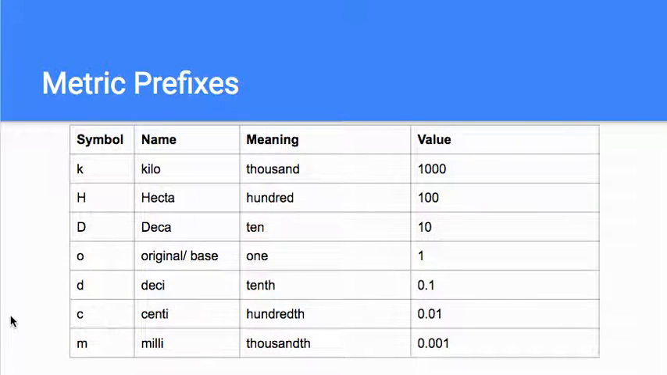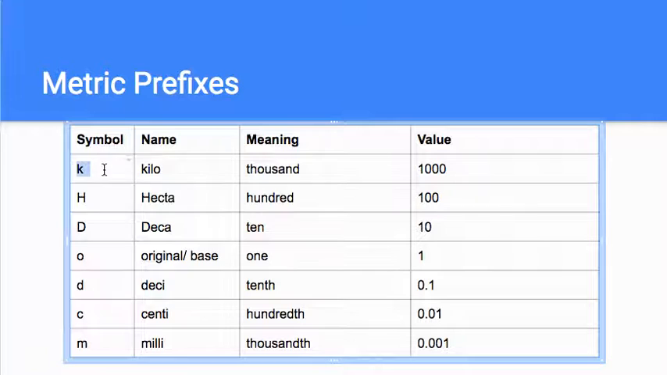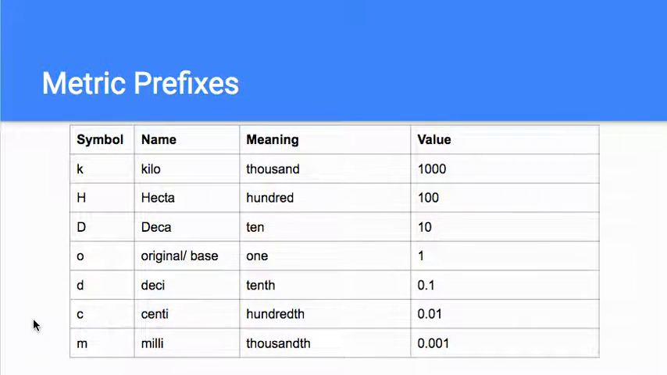Okay, this is a table of all of the metric prefixes that you need to know. The only ones that I really want you to memorize are kilo, centi, and milli. Those are the only ones that people really use on a regular basis. Sometimes you might also hear micro. When you're talking about computers, you probably hear giga a lot, which is a really big number. But we aren't going to use those very often.